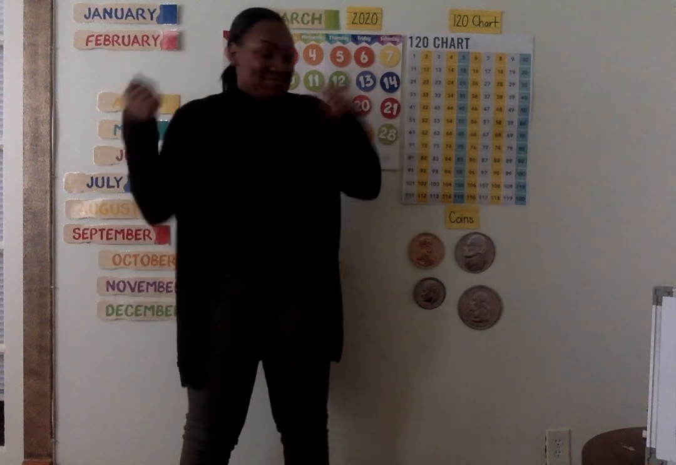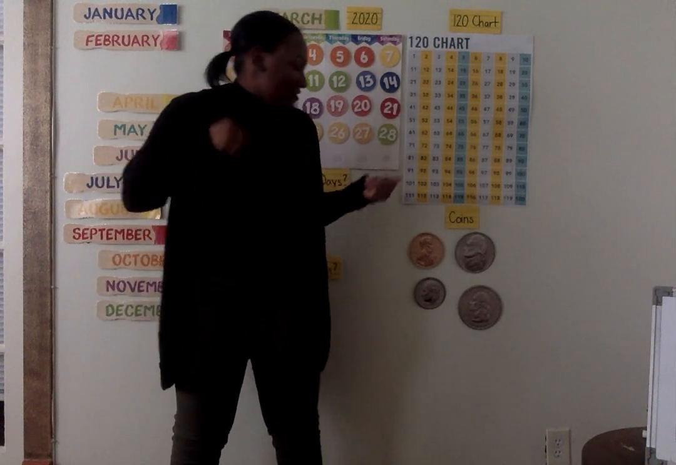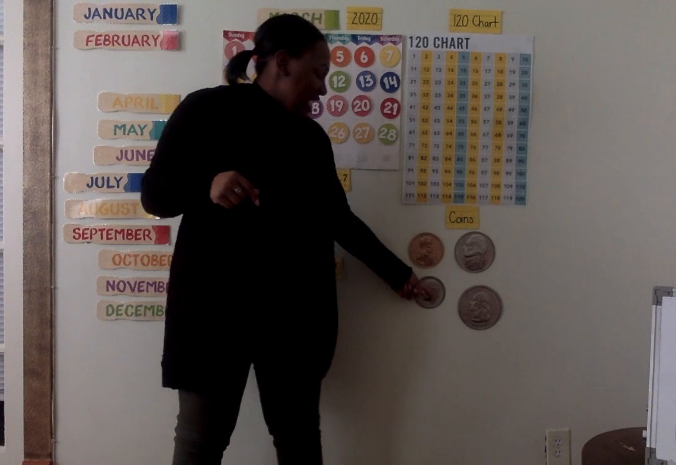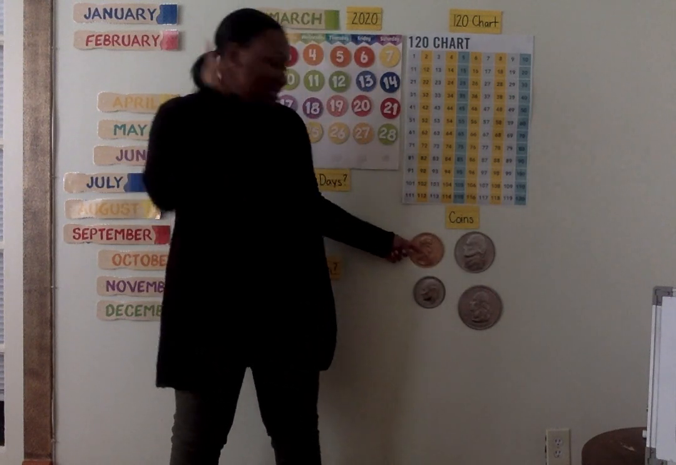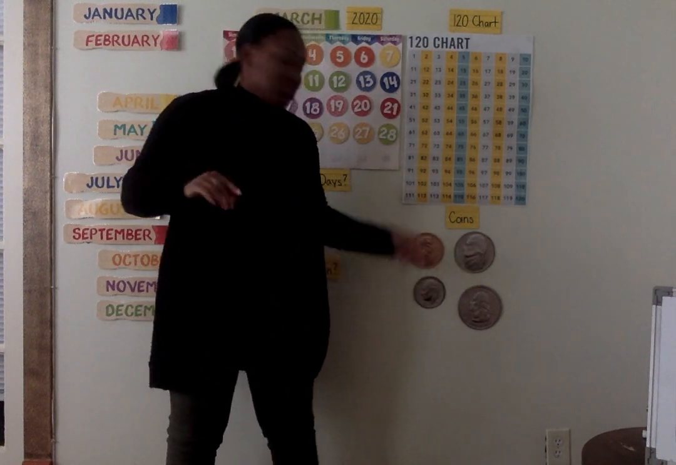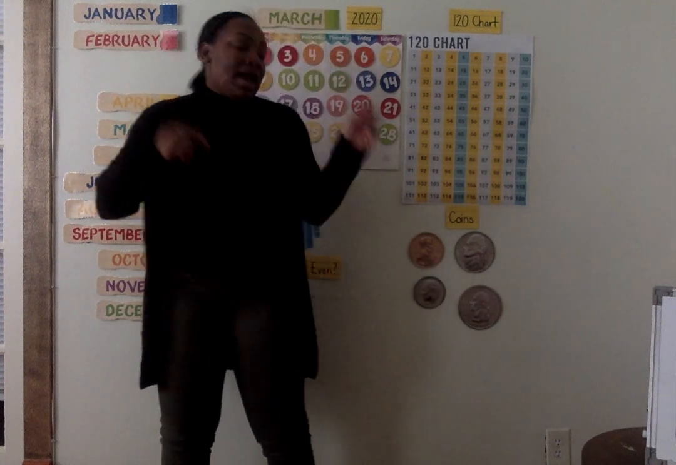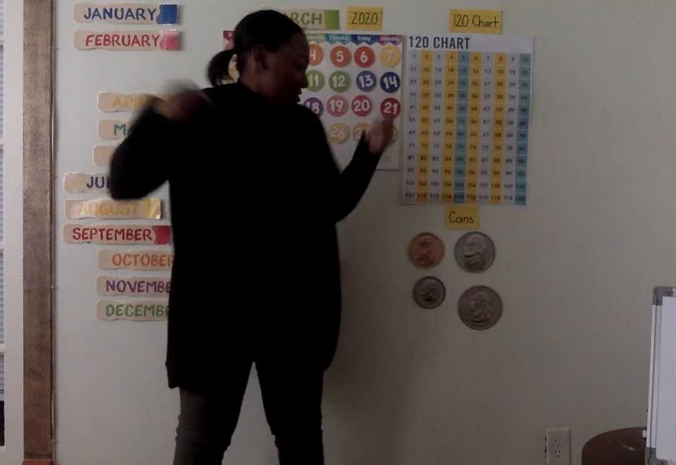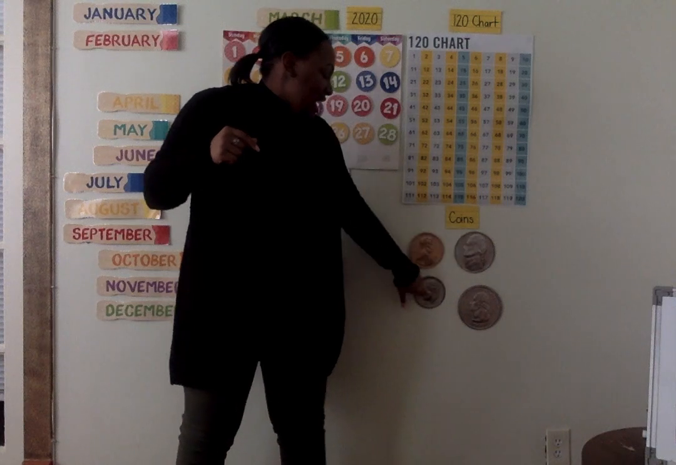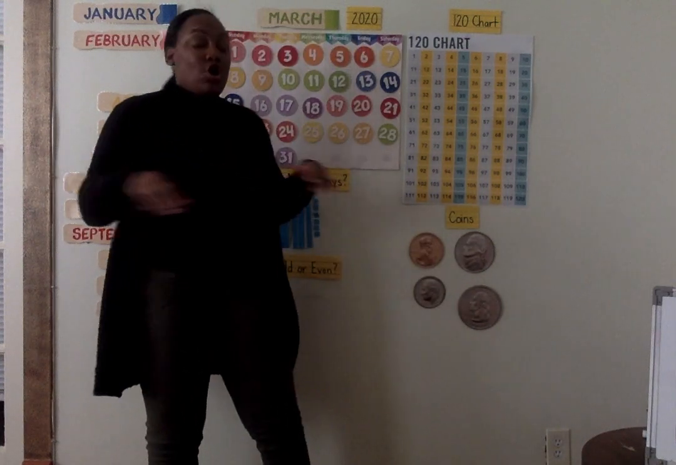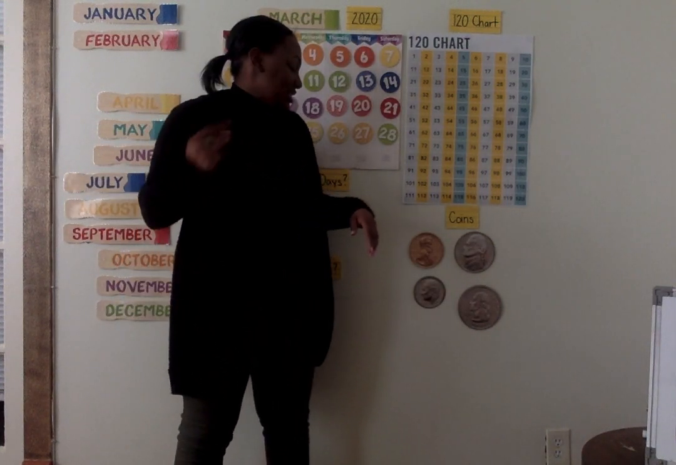Coins. Get ready. Pennies, nickels, dimes, and quarters. A penny's worth 1 cent. A nickel's worth 5 cents. A dime is worth 10 cents. A quarter, 25. Pennies, nickels, dimes, and quarters. This would be so quick because you all know them just like that.